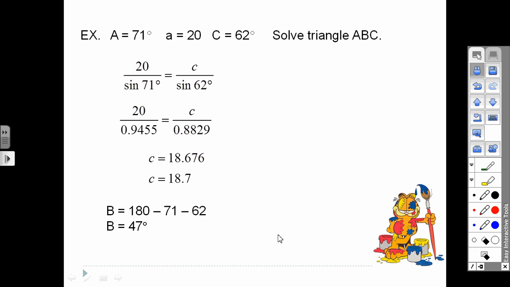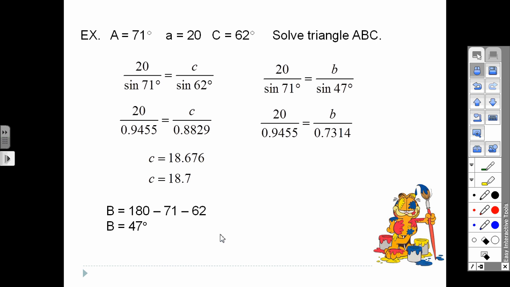Now that I have angle B, I can set up a new proportion using the law of sines, still doing the 20 over the sine of 71. You might think, oh, well, I now know C, I can plug that in here and use that one. But this is an approximation, right? We had to round to get that answer. It's better to use something more accurate. So I'm going to go ahead and do 20 over the sine of 71 again, equal to B over the sine of 47. And you work that out the same way, and we get B is 15.5. So remember when they said to solve the triangle ABC, they're looking for three pieces of information, and these are the three answers that you would need to give.